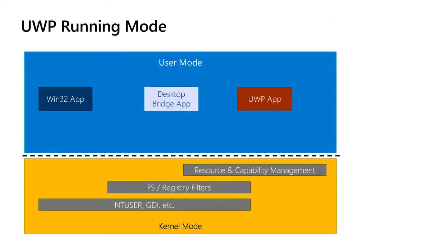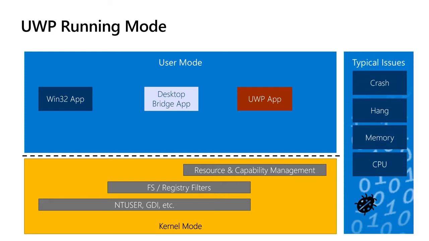As we see, the UWP app actually runs in the same user mode on Windows 10. The UWP app and the desktop bridge app also face similar problems as the normal Win32 application. For example, maybe it has some exception and will crash. Maybe it has some slowness and causes no response on the UI. And possibly the application has a high memory issue or high CPU issue.